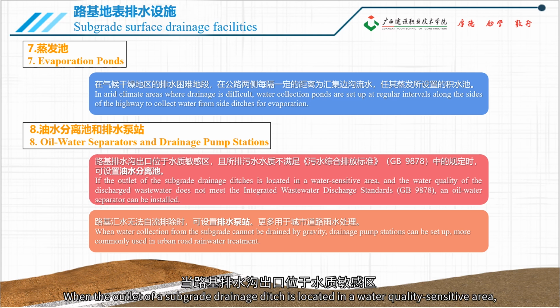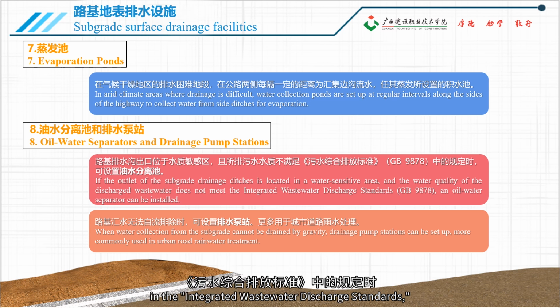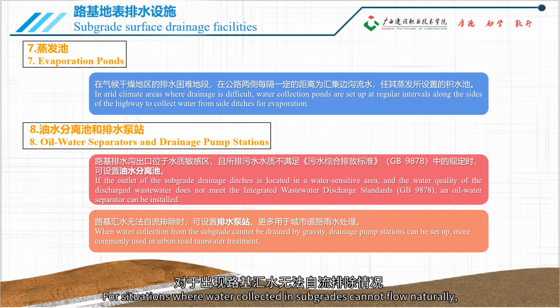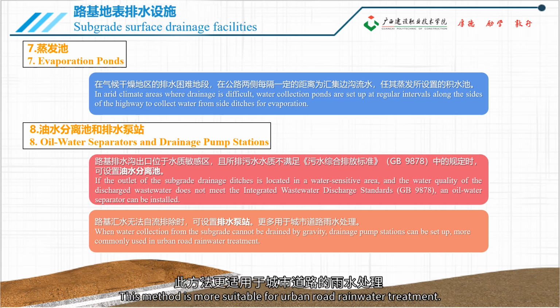When the outlet of a subgrade drainage ditch is located in a water quality sensitive area, and the discharged wastewater does not meet the standards specified in the Integrated Wastewater Discharge Standards, an oil-water separator can be installed. For situations where water collected in subgrades cannot flow naturally, drainage pump stations can be set up. This method is more suitable for urban road rainwater treatment.